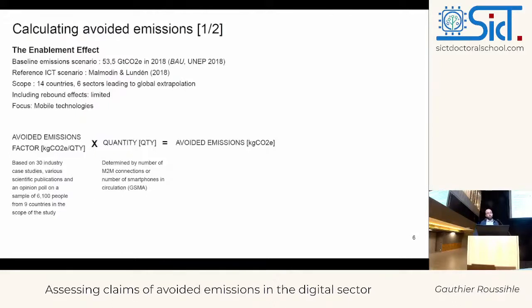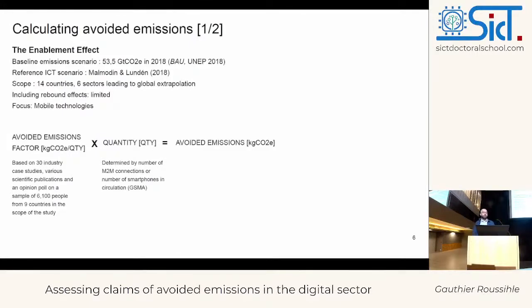In the case of the enablement effect, they use the ICT footprint coming from Malmodin, and they have a scope of 14 countries, six sectors, leading to a global extrapolation. They include the rebound effect in a limited way, and they're focusing mostly on mobile technologies because GSMA is from telco operators, so they want to look specifically at the impact of the sector. But there is something tricky about that. I'll show you in the slide after.